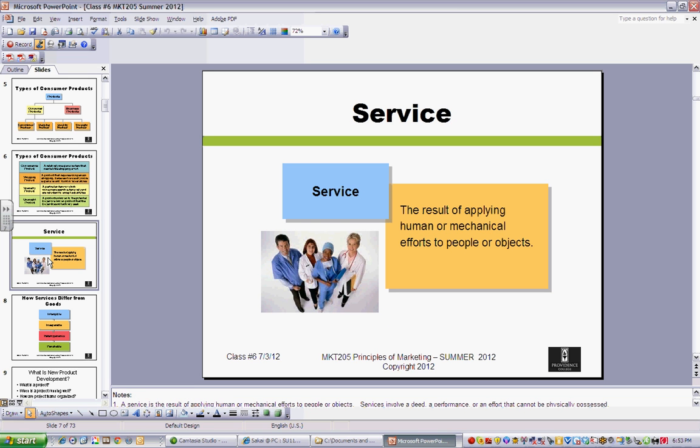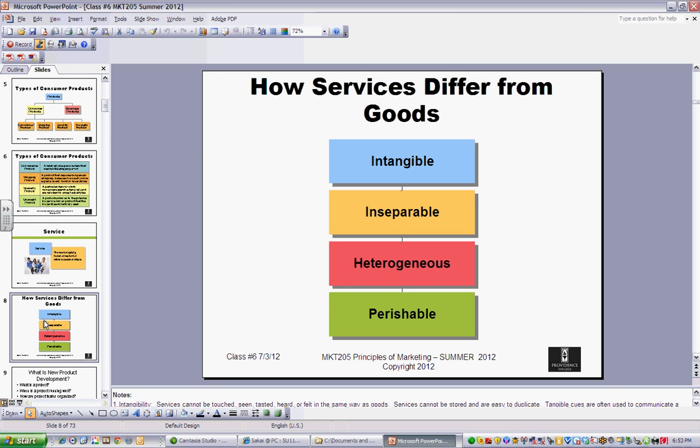Service is actually another type of product. I like this description: the result of applying human or mechanical efforts to people or objects. What's interesting about services and how they differ from goods is that there are 4 characteristics. They tend to be intangible. For instance, a haircut. You can't really put it on a shelf and pick a box and put it in your shopping cart. You physically typically have to go to a salon or a barbershop.